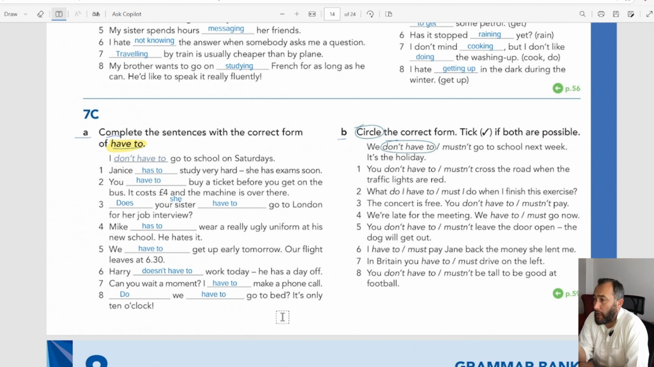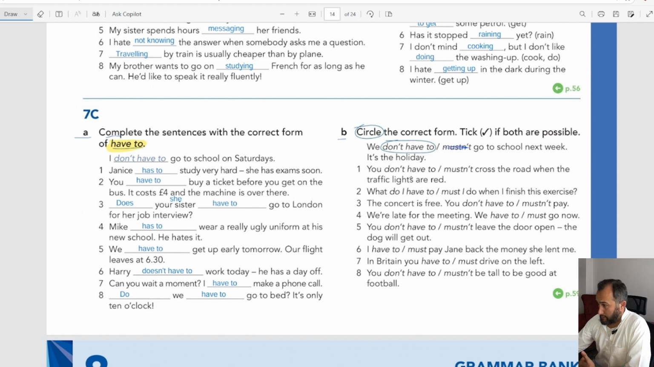So the B part: circle the correct form, tick if both are possible. If we think that both options are okay, we're going to tick it, guys. So let's do it. We don't have to go to school next week. It's a holiday. We mustn't means don't go. But here, you can go if you want. So it's optional. So we don't have to. So we're going to cross this out.